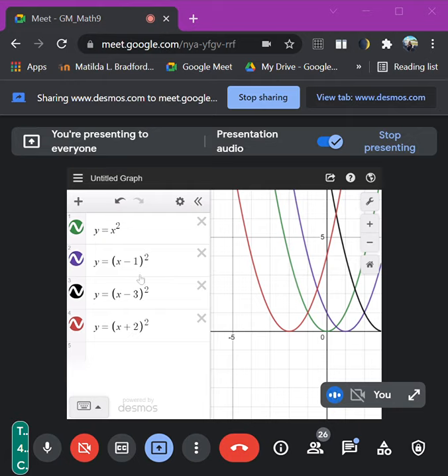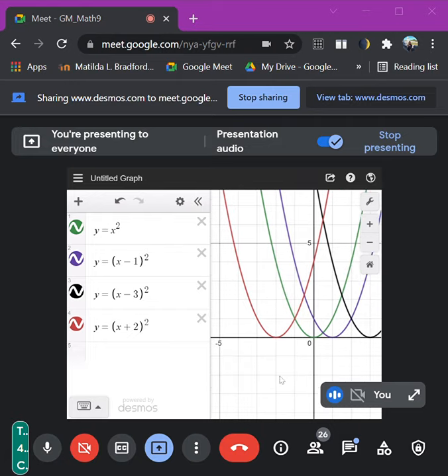This one is 1, because originally it is x minus h, so its negative sign did not change. So its h is 1. And then, the same as here, positive 3 moves to the right, while negative 2 has its graph movement to the left.